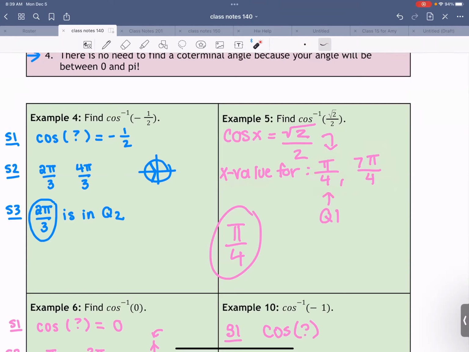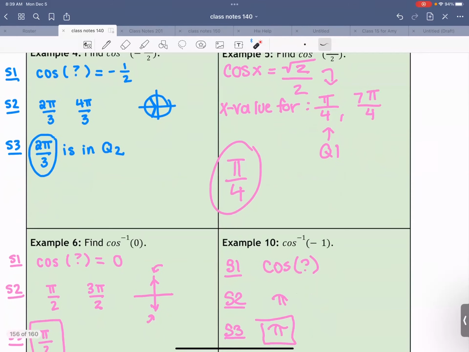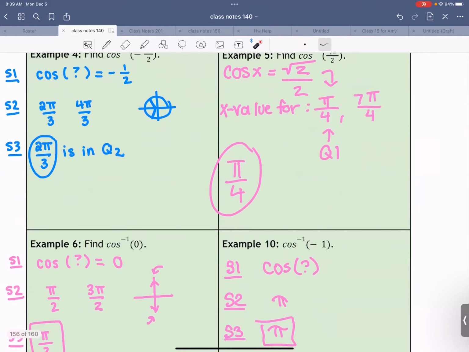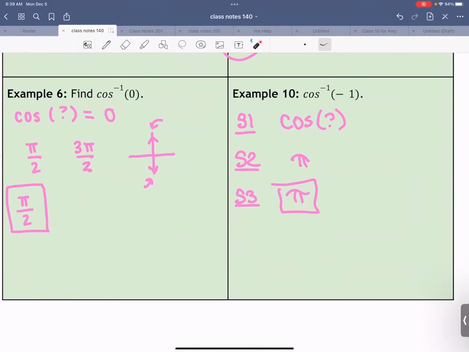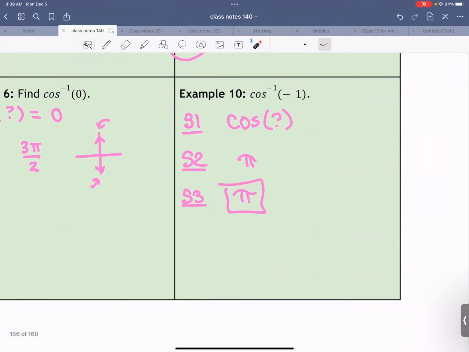Perfect. So we got pi over 4 for example number 5. Any questions so far? All right, now I'm not going to get everyone to explain these because I feel like the explanations are kind of the same. Why don't we do one more explanation, then we'll go through the rest. Example number 10, who wrote that one up? Halson, do you want to take us through this one?